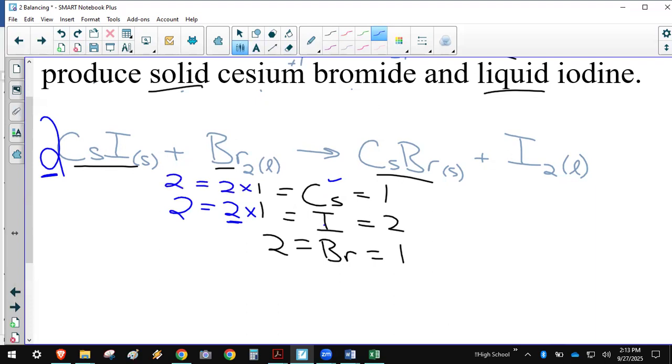I have 2 cesiums on the left. It is no longer balanced. I now have to multiply the right-hand side by 2 to fix that. But in doing so, by fixing my cesium, it now means I have two bromines as well. And so that just outright fixes my bromines before I even look at my bromines. And then you have yourself a balanced chemical equation. So again, when the question tells you what state it's in, do write it down as good practice.